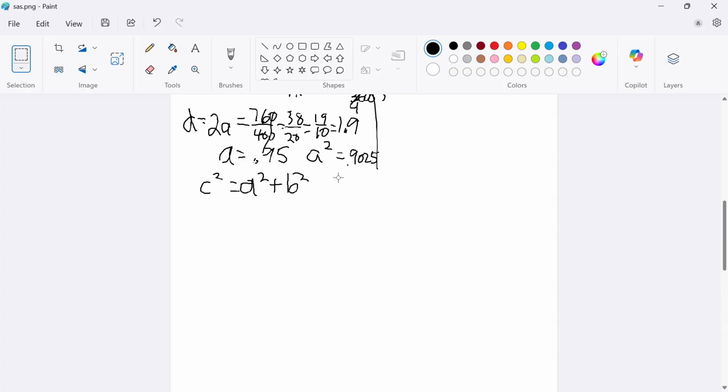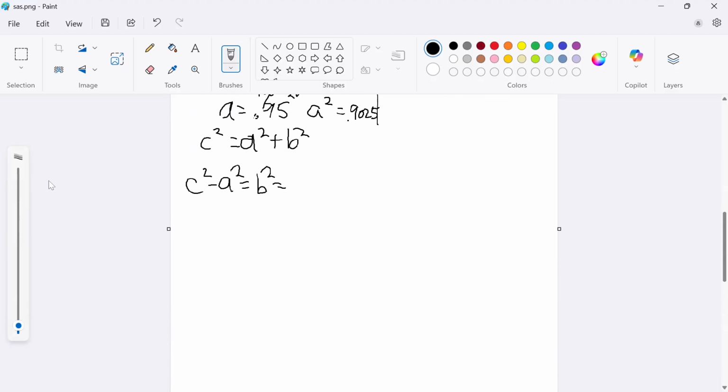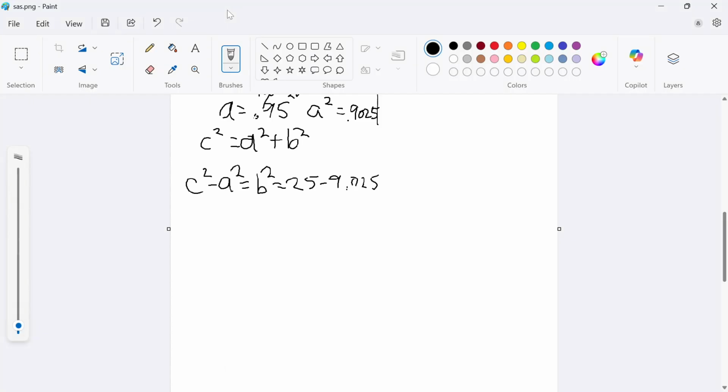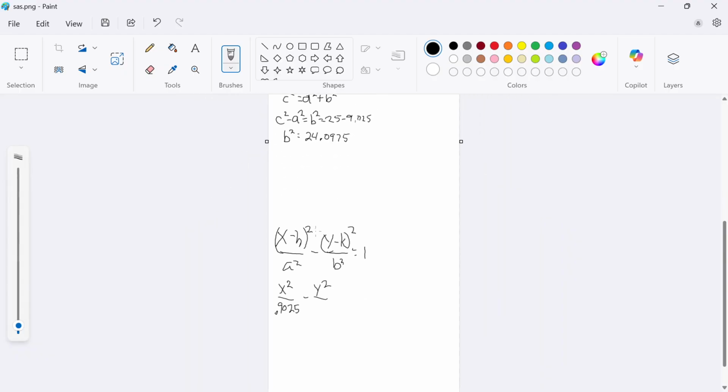Okay. C squared equals a squared plus b squared, and that means c squared minus a squared equals b squared. C squared in this case is 25 minus 0.9025. What is 25 minus 0.9025? That's 24.0975. So b squared equals 24.0975. And now let me pull this thing back up here.